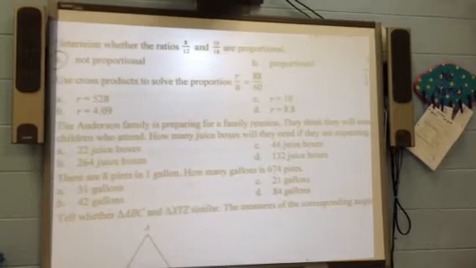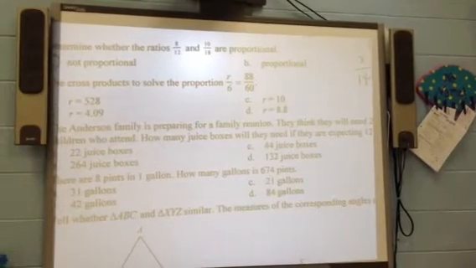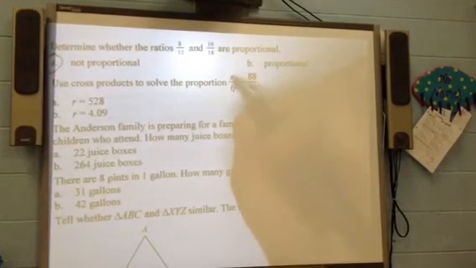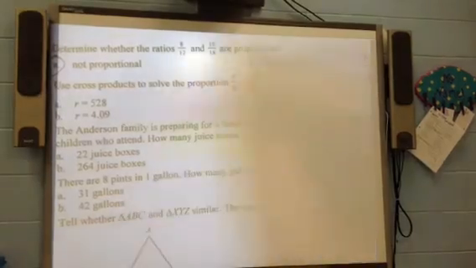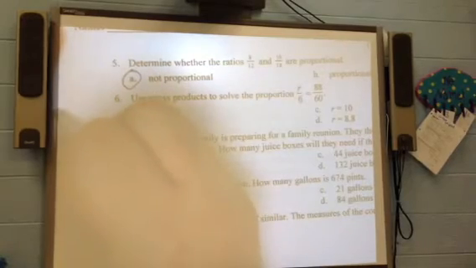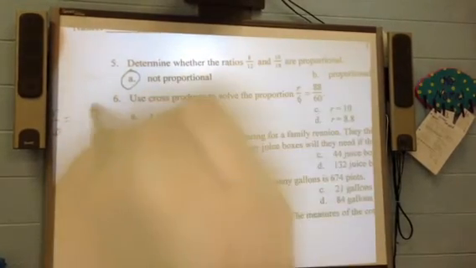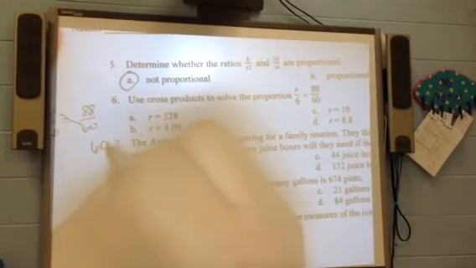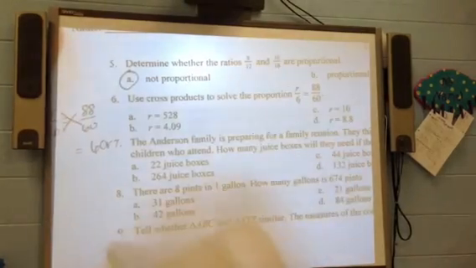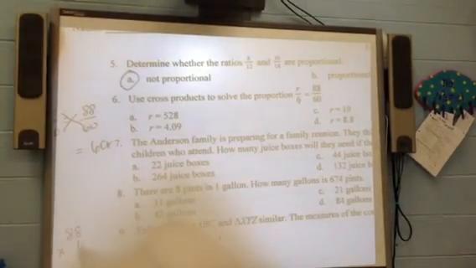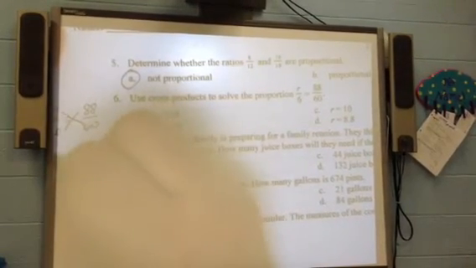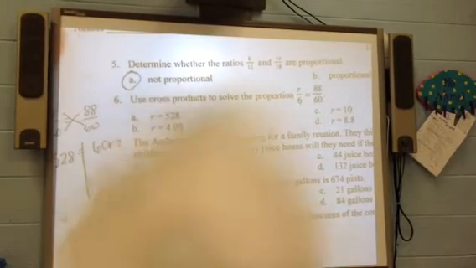All right, let's look at number 6. Use the cross products to solve the proportion. Okay. You can also see that this is 6 times 10, so this is going to be something times 10. But let's go ahead and use our cross products. I have R over 6 equals 88 over 60. Cross multiply, 60R. 88 times 6 is 528. Divide both sides by 60.